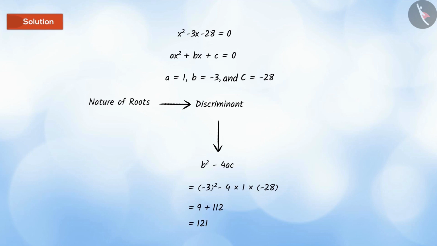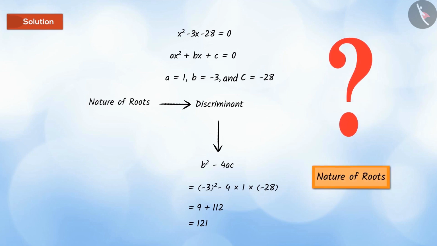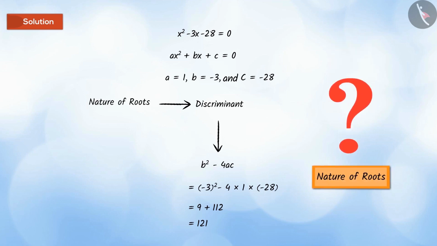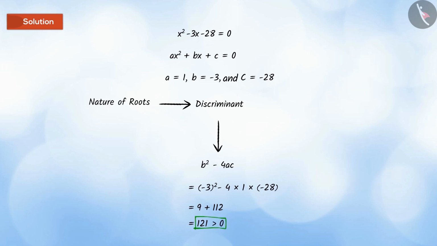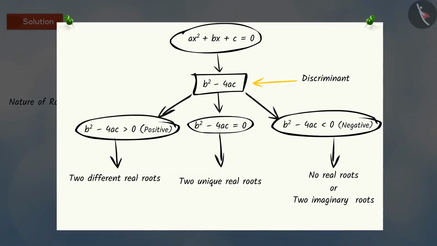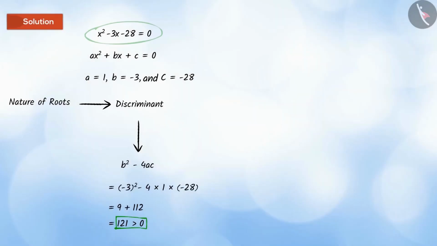Based on this, can you tell the nature of roots of the given quadratic equation? On observing, we can see that the value of discriminant is greater than 0. And we know that if the value of the discriminant of a quadratic equation is greater than 0, then that equation has two unequal real roots. So the quadratic equation x squared minus 3x minus 28 equal to 0 has two unequal real roots. Hence, we can say that this situation is possible.